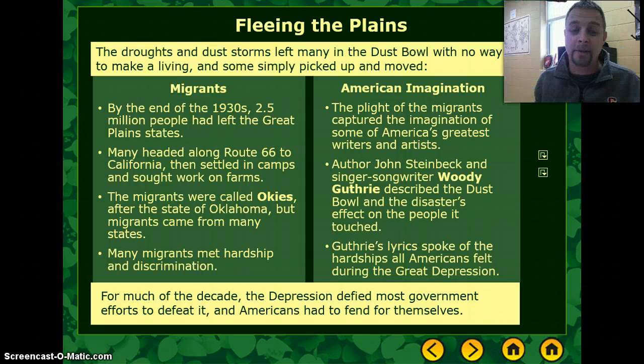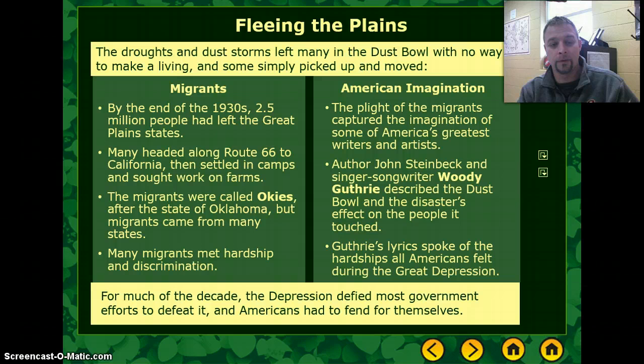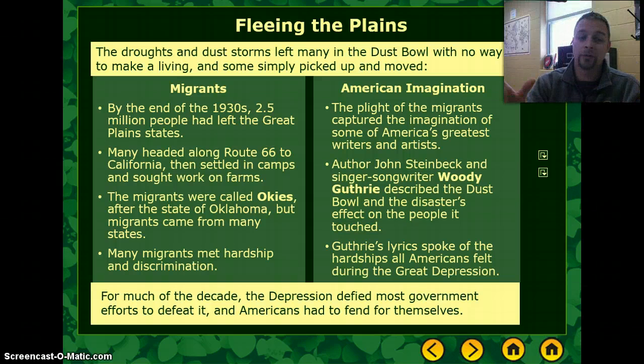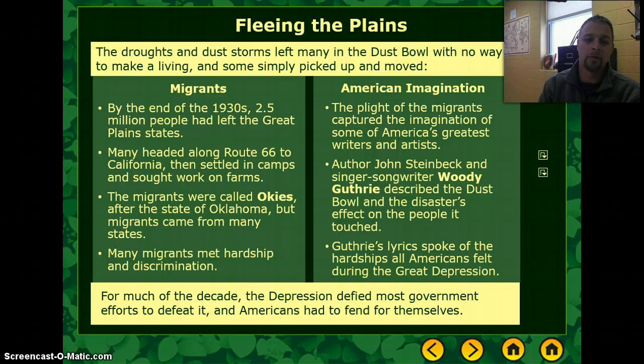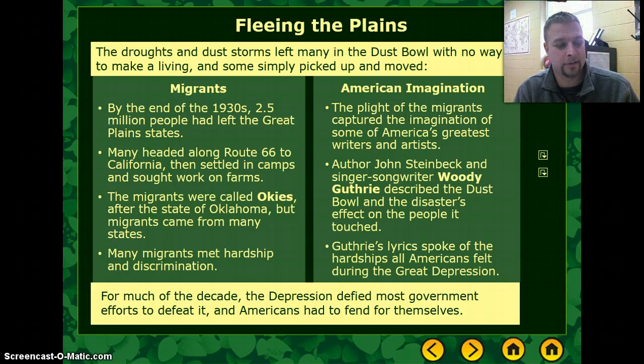Of course, the plight of the migrants does kind of capture the imagination of America's artists. So you've heard of John Steinbeck, who wrote Grapes of Wrath, or singer-songwriter Woody Guthrie, who wrote about the plight of the people, kind of the birth of modern American folk music. For much of the decade, the Depression, however, defied most government efforts to defeat it, and Americans basically had to defend for themselves during this time.